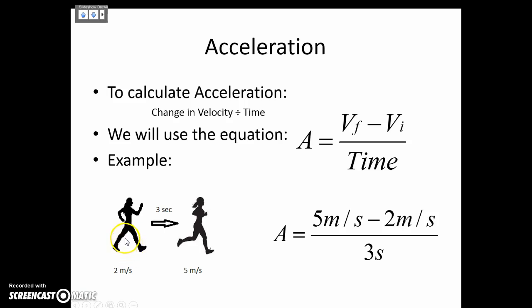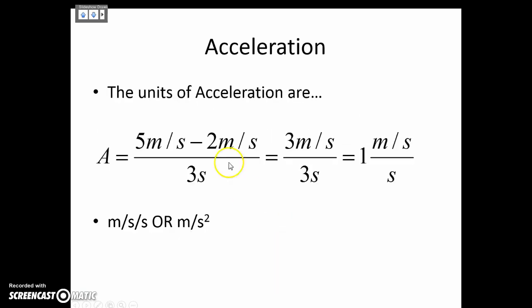Here's an example. Okay, the lady's at 2 meters per second. It takes her 3 seconds to end up at 5 meters per second. So we plug in our numbers. Remember, VF, your ending speed is first. That's where people usually get stuck. Her ending speed is 5 meters per second minus her starting speed, 2 meters per second, divided by 3 seconds. When we simplify, 5 minus 2 gives us 3 meters per second is her change in speed, divided by 3 seconds is 1 meter per second per second.